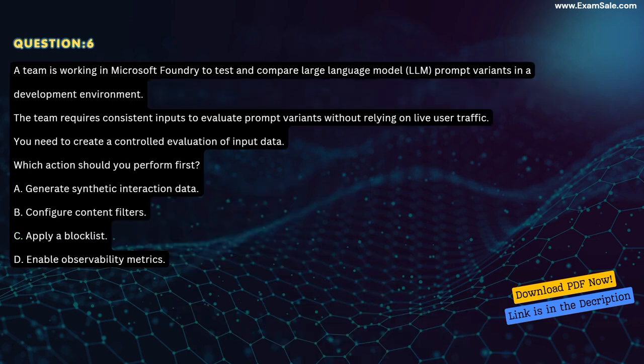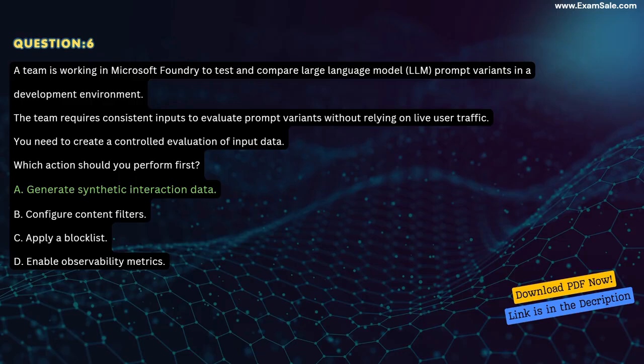Question 6. A team is working in Microsoft Foundry to test and compare large language model, LLM, prompt variants in a development environment. The team requires consistent inputs to evaluate prompt variants without relying on live user traffic. You need to create a controlled evaluation of input data. Which action should you perform first? A. Generate synthetic interaction data. B. Configure content filters. C. Apply a block list. D. Enable observability metrics.